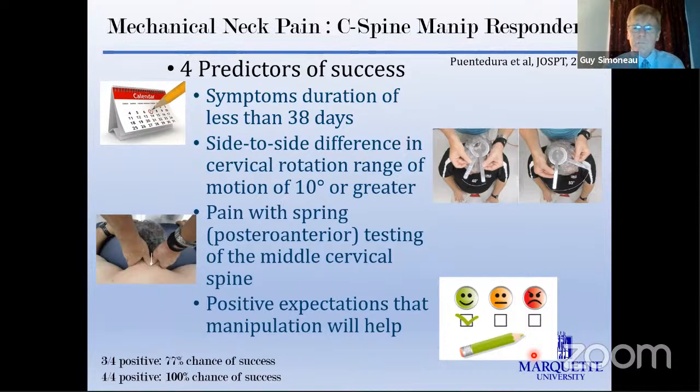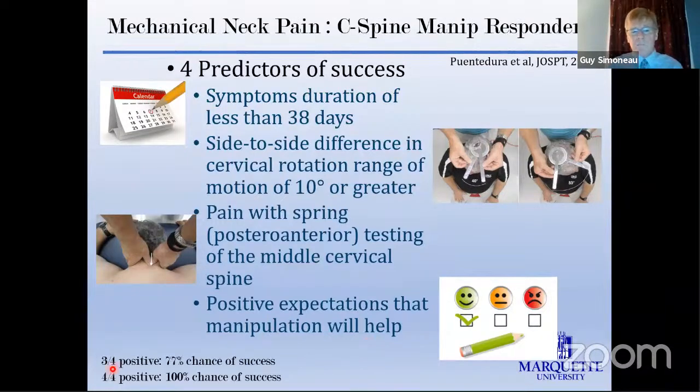The latest study that's been done on this was in 2012 by Dr. Emilio Puentedura, who identified a subgroup of individuals who he had tremendous success with manipulation techniques of their cervical spine within one or two treatment sessions. And those four factors are listed here. Symptom duration less than 38 days, a side-to-side difference of 10 degrees in terms of rotation of the cervical spine, pain reproduction with PA mobilization technique to the cervical spine. And patients, when asked if they thought thrust manipulation was going to be useful for them, said yes, that they were expecting that to be useful for them.